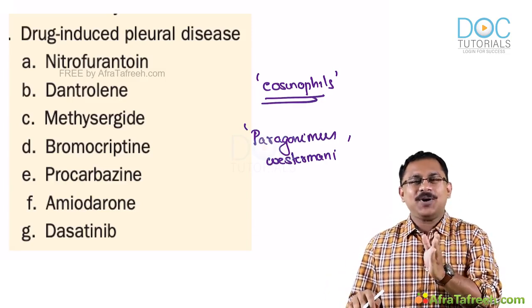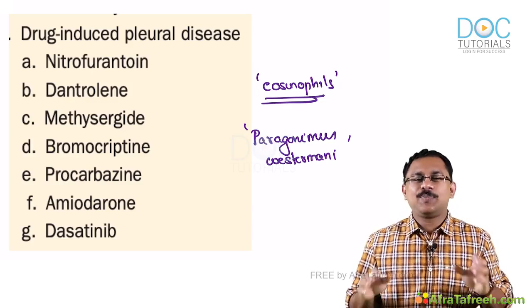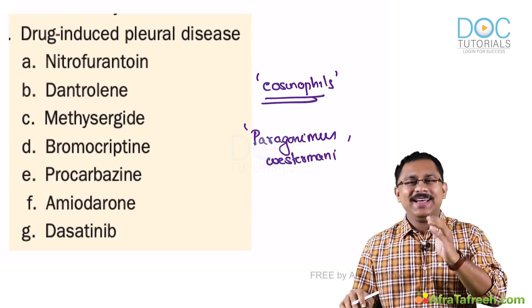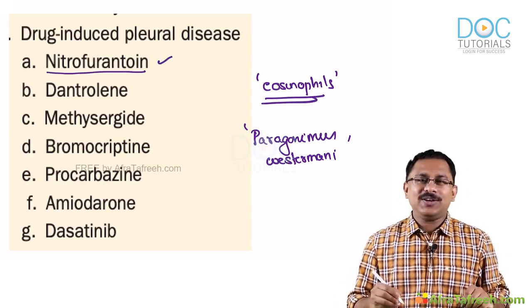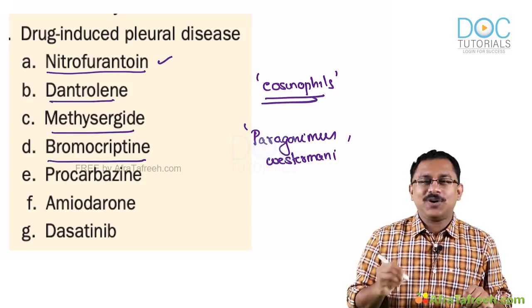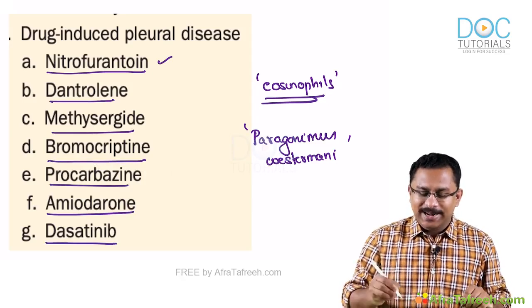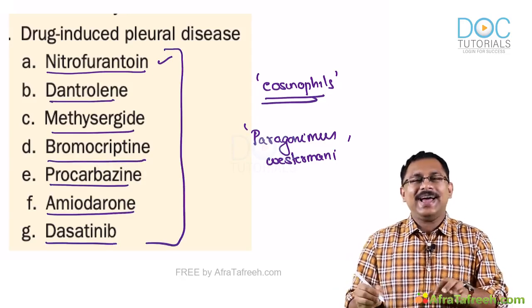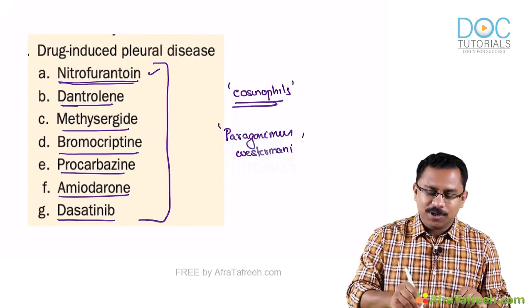But it is very important that for your exams you know the causes of drug-induced pleural effusions, because this is given in Harrison also. Very important: you have nitrofurantoin, dantrolene, methysergide, bromocriptine, procarbazine, amiodarone and dasatinib. Maybe you can add procainamide also to this list, but these are the most important ones.